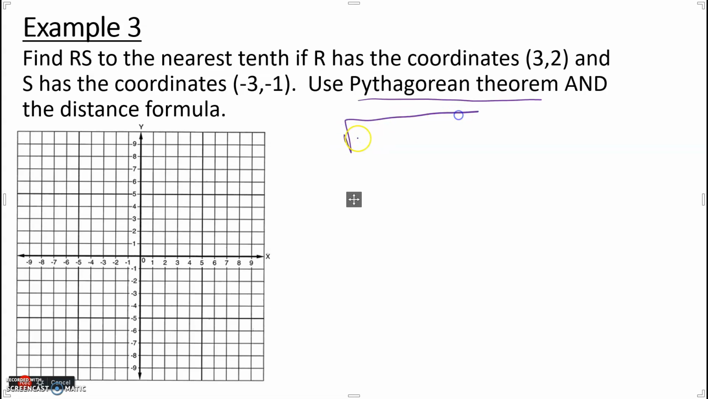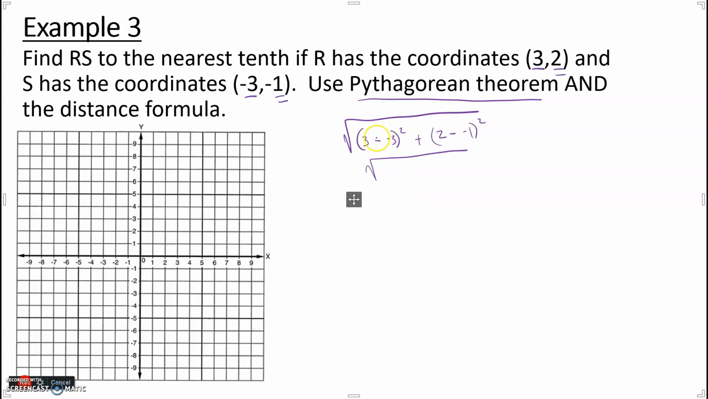So let's do our shell. Something squared plus something squared equals something squared, right? A squared plus b squared. It's looking pretty familiar to the Pythagorean theorem. So remember, x coordinates go in one of them, y coordinates go in the other, doesn't matter which one's which. So my x coordinates are 3 and -3. So I'm going to say 3 and -3. And then my y coordinates are 2 and -1. And we're going to do some math here.